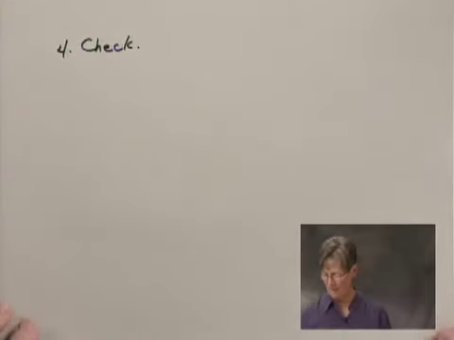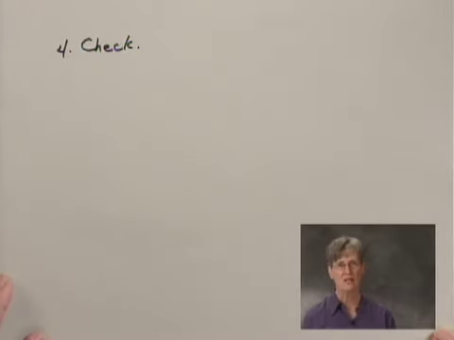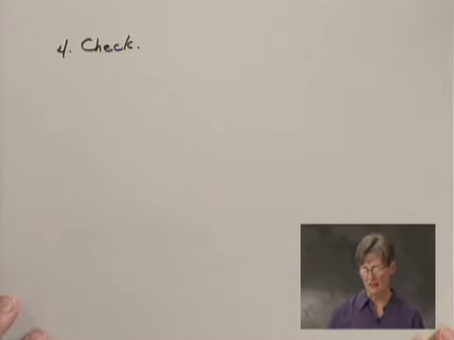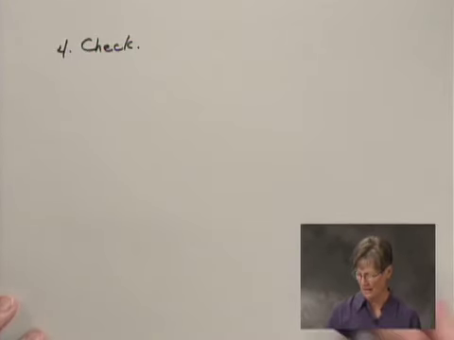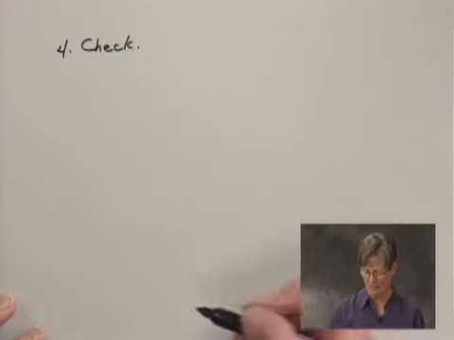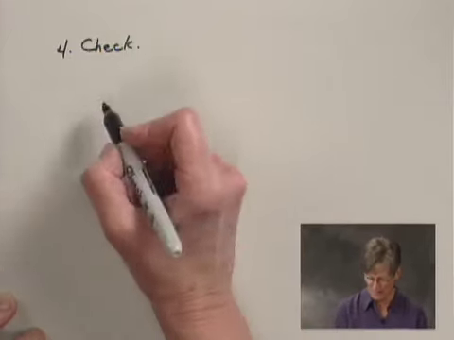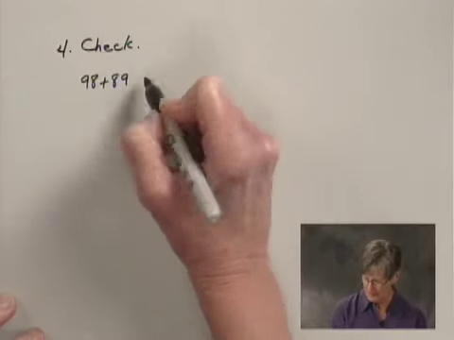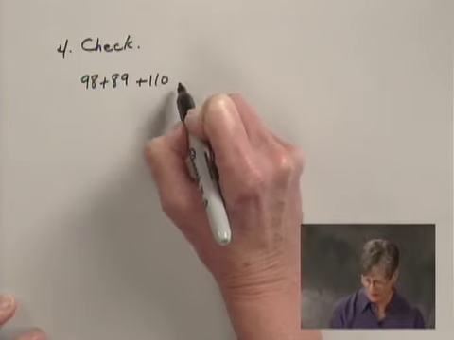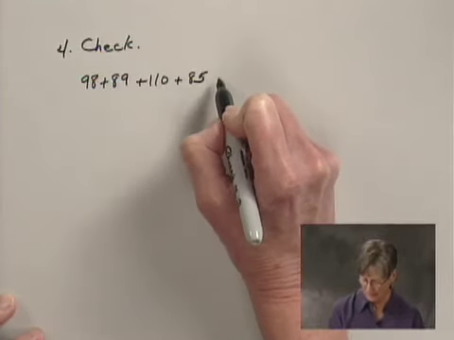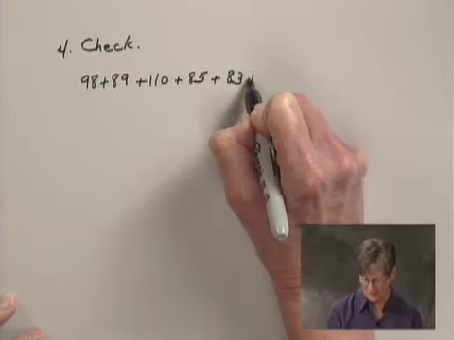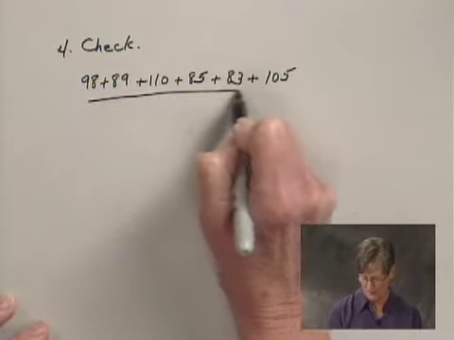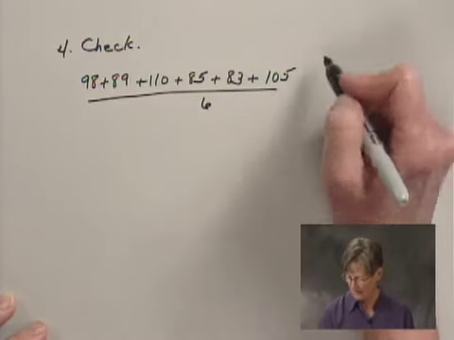Let's check by seeing if the answer seems reasonable. We can't check every possible answer. So as a partial check, let's plug in the number that we found for S, and see if we get $95 for the spending. So we're looking at 98 plus 89 plus 110 plus 85 plus 83 plus the number that we just found, 105, all of that over 6, and we'll see what this is equal to.